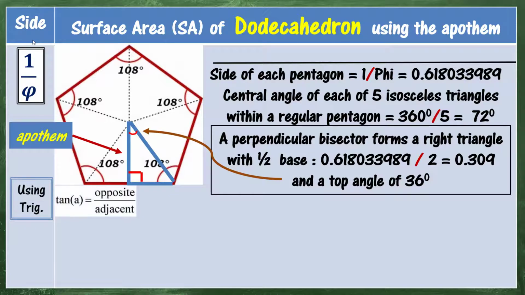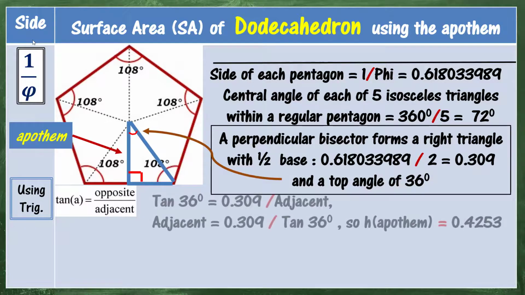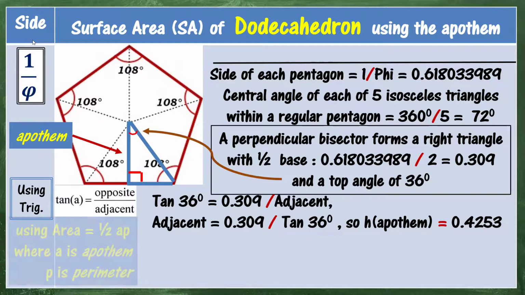We can then use trigonometry. Tan is opposite over adjacent. Tan of 36 degrees is 0.309 over the adjacent. The height of the apothem, 0.4253. Then we can plug that into our formula.